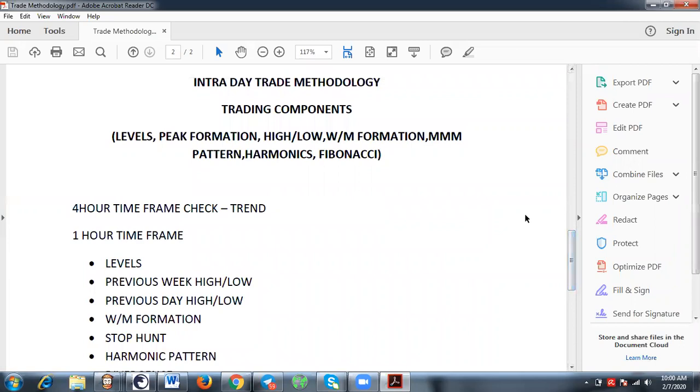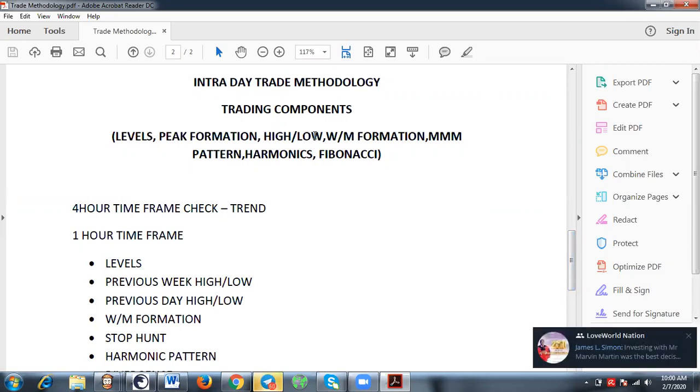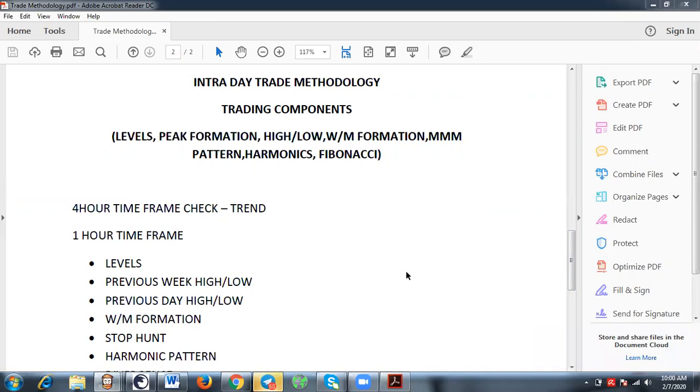We have our levels, peak formation, high, low, and that's the high of the day or the high of the week and all that. We have our market maker patterns. We have our harmonics.